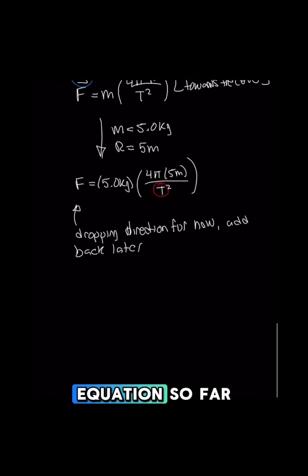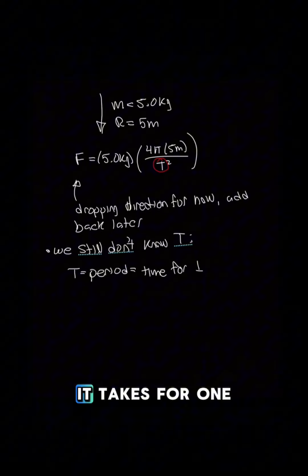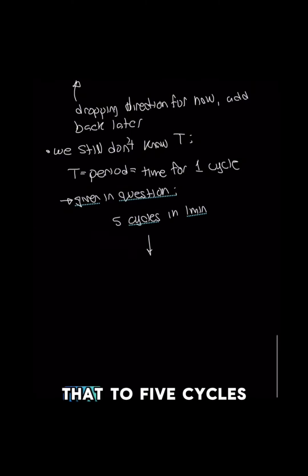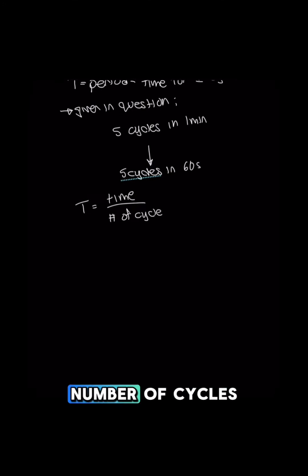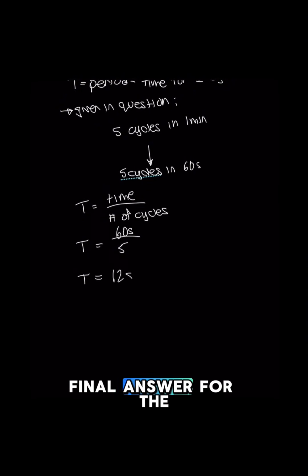Look at our equation so far. We can note that we still don't have T. T is the period, and it's equal to the time it takes for one cycle. Given in the question, we have 5 cycles in 1 minute, so we can convert that to 5 cycles in 60 seconds. Period is going to be equal to time divided by the number of cycles. So if we plug in our knowns here, our time is 60 seconds and the number of cycles is 5. So we get this for the final answer for the period.